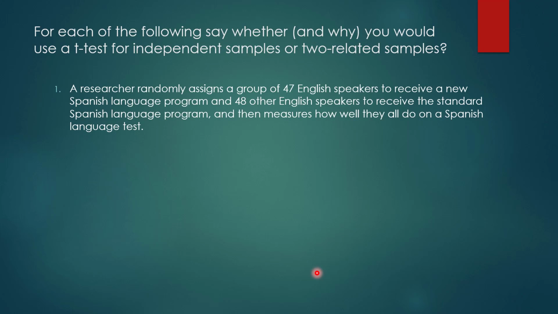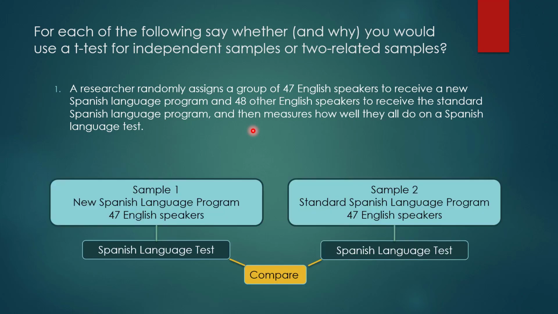A researcher randomly assigns a group of 47 English speakers to receive a new Spanish language program and 48 other English speakers to receive the standard language program, and then measures how well they do on a Spanish language test. So let's see, I've drawn a diagram here for you. Sample 1, we have a new Spanish language program, and there's 47 English speakers. Sample 2, they get the standard Spanish language program, and there's 47, actually probably 48 would be the right number there, right? English speakers. They both get a Spanish language test after the program, and then we compare.